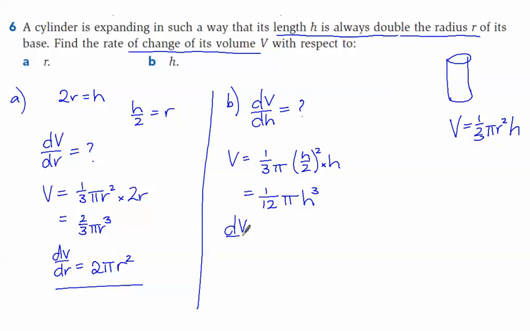And then we need to find the rate of change of the volume with respect to our height. So we're differentiating this. So we bring down the power, so that cancels with the 12 to give us a quarter, and then we reduce the power by 1. And that is it. So it's all a case of bringing together everything that we need to do.